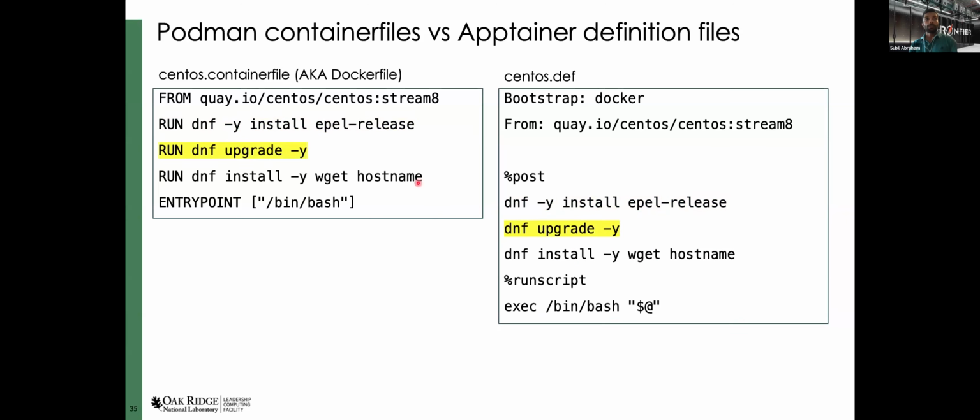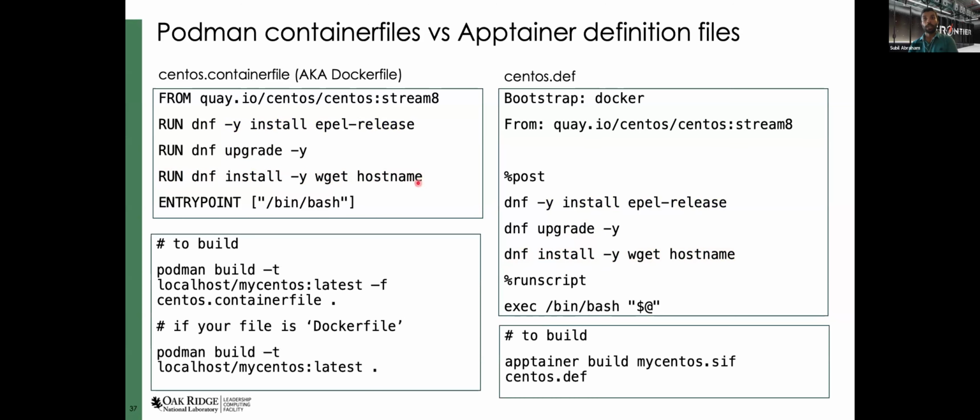So each of these lines correspond to each other because they're doing the same task. They're performing installs with DNS. And to build your container, you use the Podman build command. For Podman, you specify the name that you want to give to your container image with -t. In this case, I'm calling it localhost myCentOS, and you specify the file that you want to use as the input for building this container image with -f.